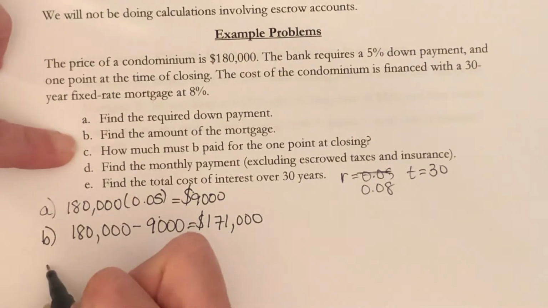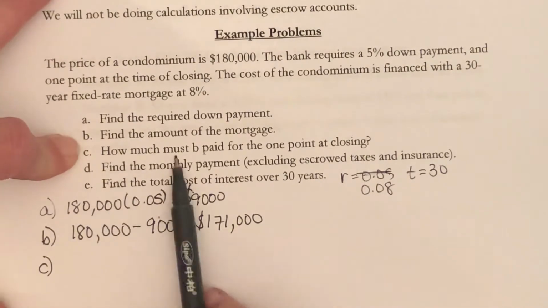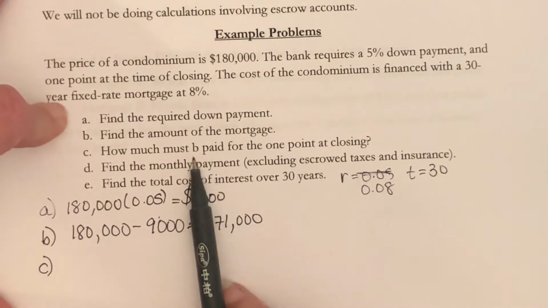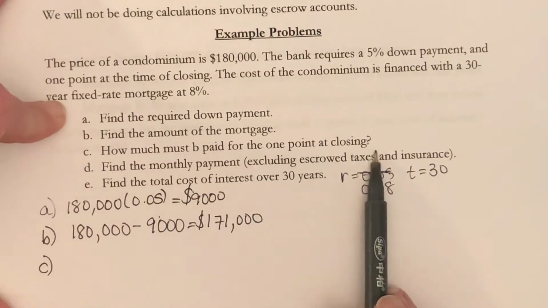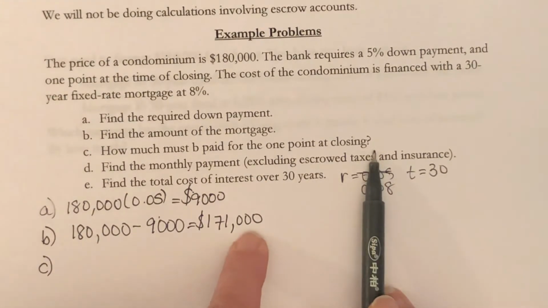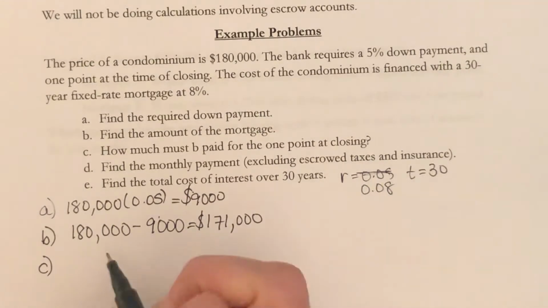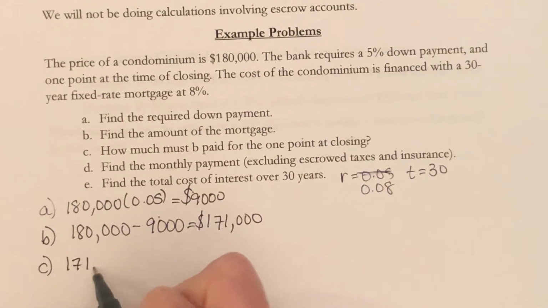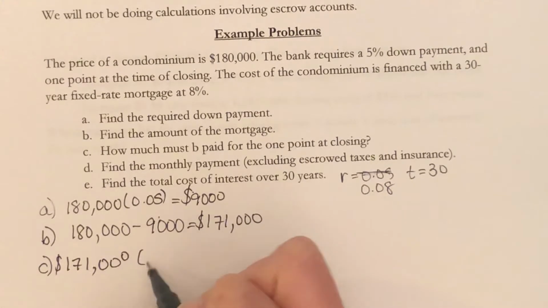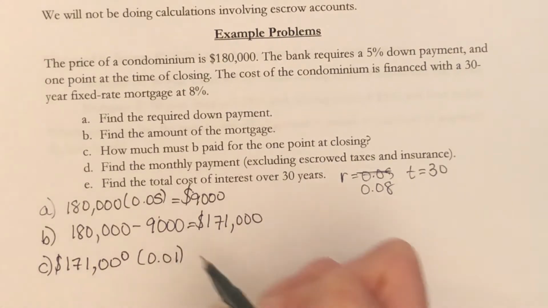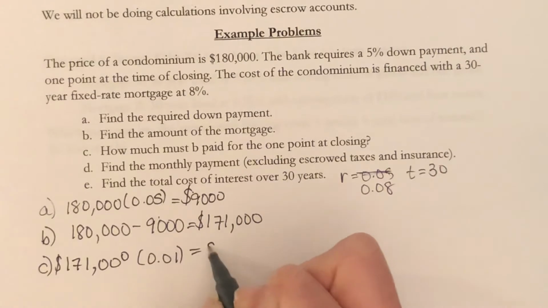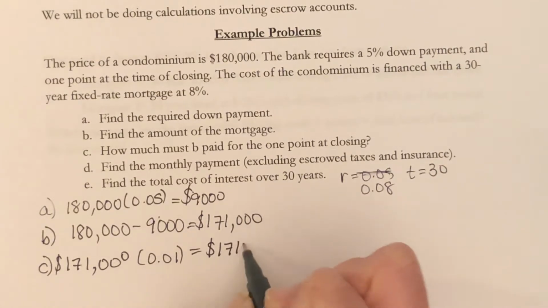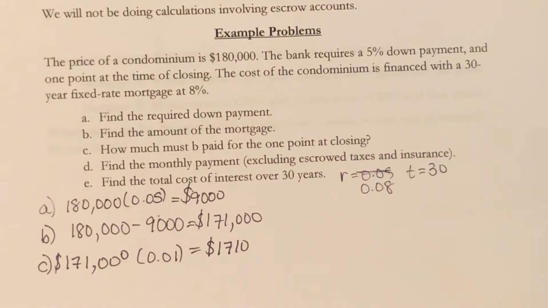Okay, part C. How much must be paid for the 1 point at closing? We need 1% of the amount that we're financing. So I need to do $171,000 times 0.01. And that gives me $1,710. So I'm going to owe that much at closing.